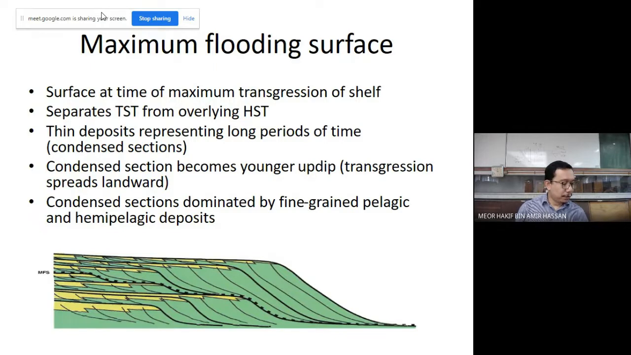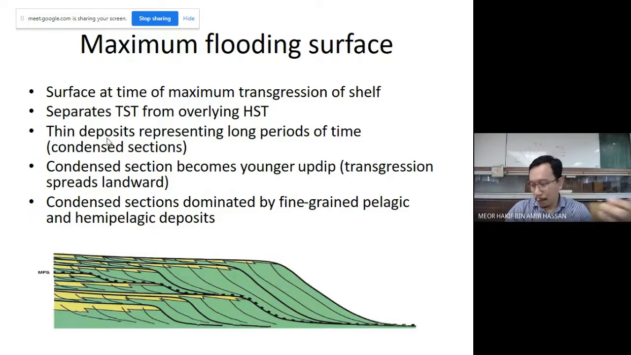One more key surface that you need to know is the MFS, the maximum flooding surface. You need to really know this one because it's the easiest surface to identify in subsurface data. If you are working with things like well logs or with seismic, the MFS is very easy to identify. Sequence boundaries are very dramatic. Maybe you're happier to find a sequence boundary? No, it's easier to find an MFS rather than a sequence boundary most of the time.